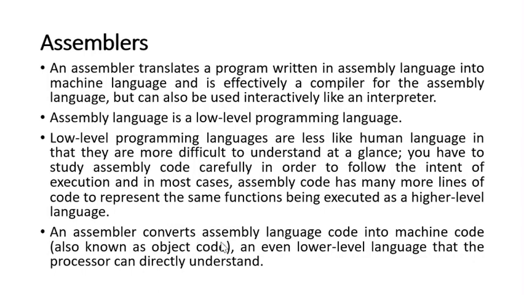So an assembler converts assembly language code into machine code, also known as object code. So it is an even lower level language that the processor can directly understand, yung machine code.